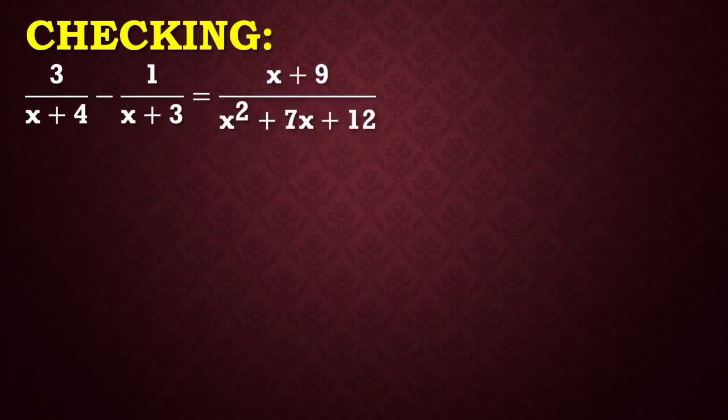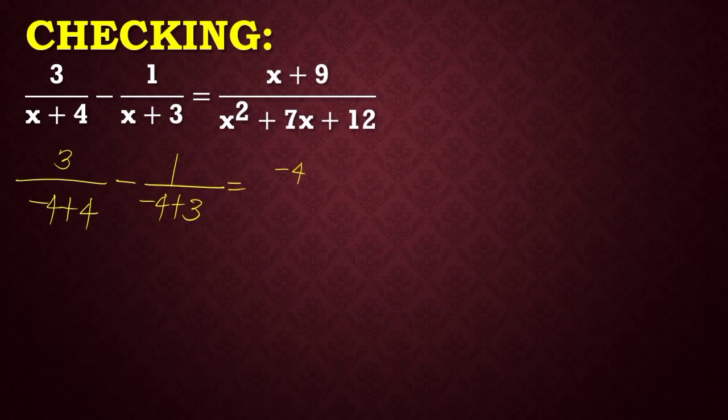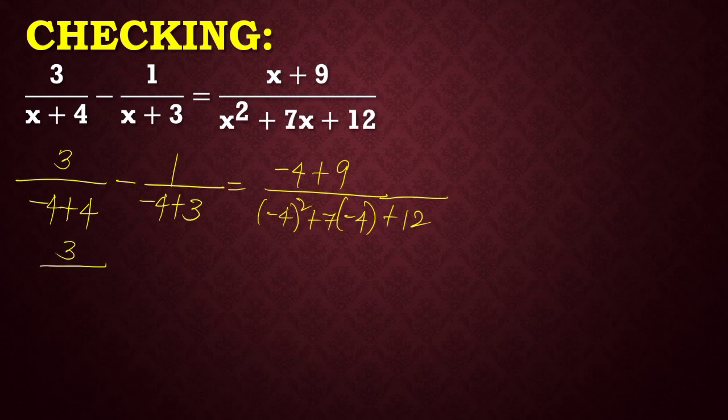So, if x is equal to negative 4, magiging ganito siya. 3 over negative 4 plus 4 minus negative 4 plus 3 is equal to negative 4 plus 9 over negative 4 squared plus 7 times negative 4 plus 12. And then 3 over, so negative 4 plus 4, that is 0. So, nakakuha tayo ng 0 na denominator. Ibig sabihin, kahit pagpatuloy pa natin ito, ang ating given equation has no solution.